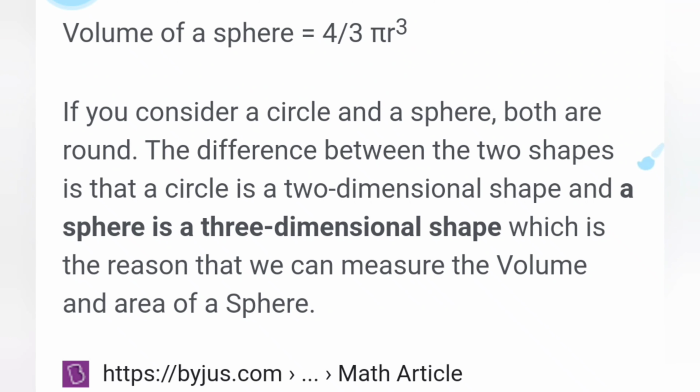So just in case they try to say, well, 3 dimensions is the volume, let me cover that base. I can already see them making a video. So listen carefully, ballers. If you consider a circle and a sphere, both are round. The difference between the two shapes is that a circle is a two-dimensional shape and a sphere is a three-dimensional shape, which is the reason that we can measure the volume and the area of a sphere. So just because it's not the volume, once you leave a circle, you leave the second dimension.